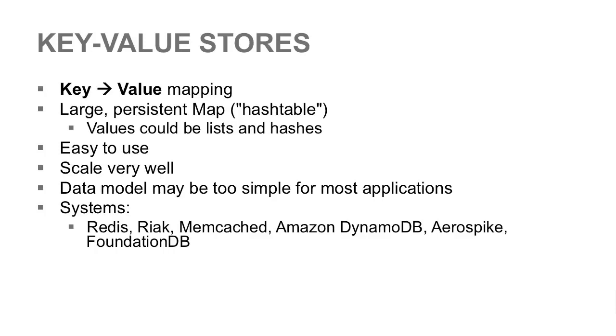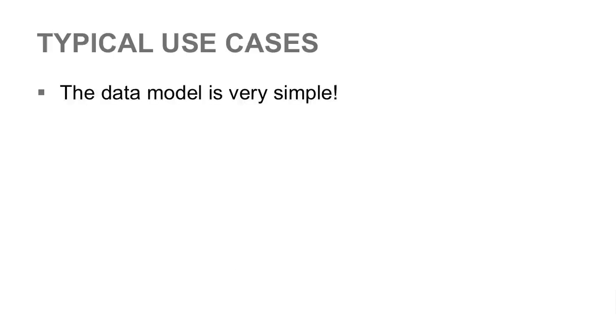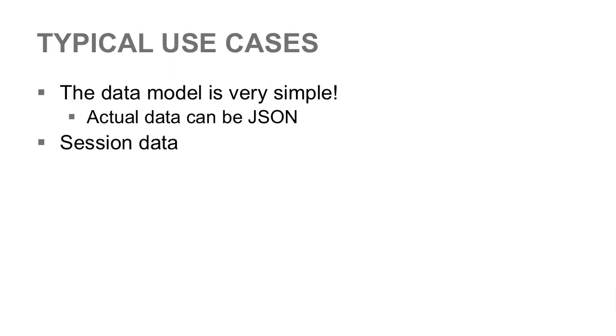You can see them here. And in general, you would be using key value stores for simple data models and when the scalability is essential. Let's see some typical use cases. The common thing for all of them is the data model is simple. And one of the very common choices is to have a JSON for the value. And you could imagine a couple of typical uses for such systems.